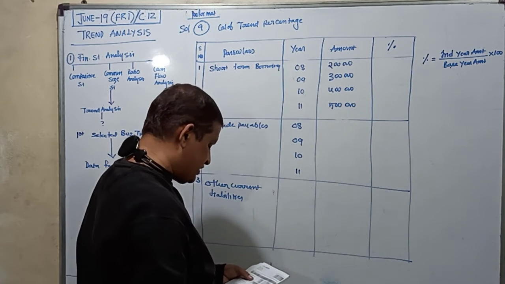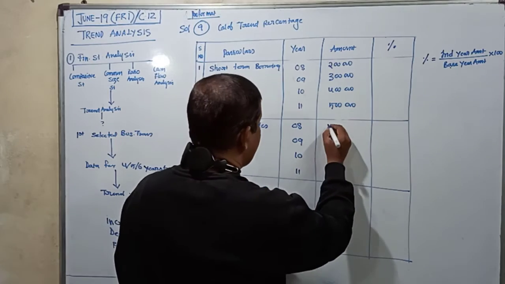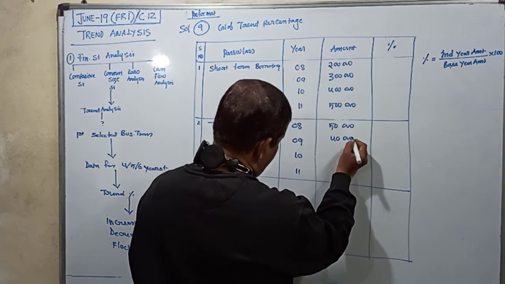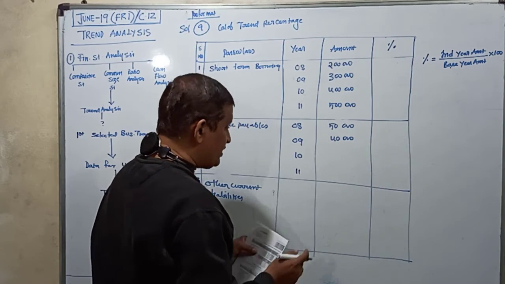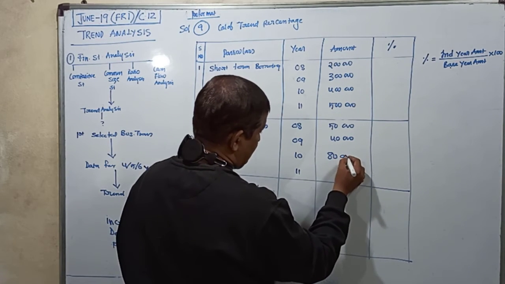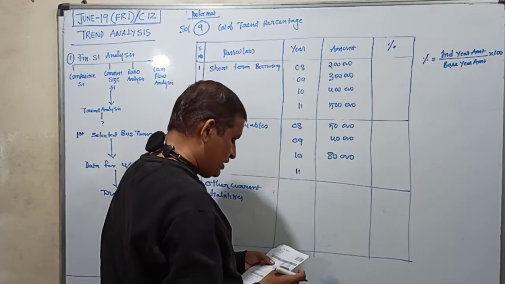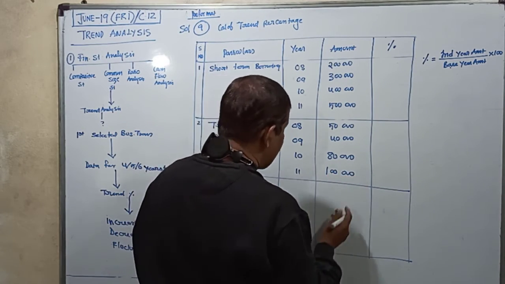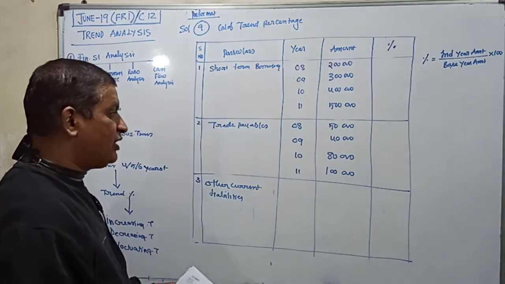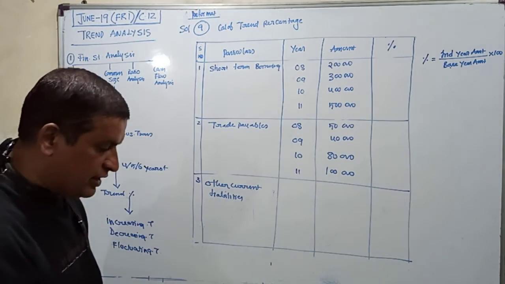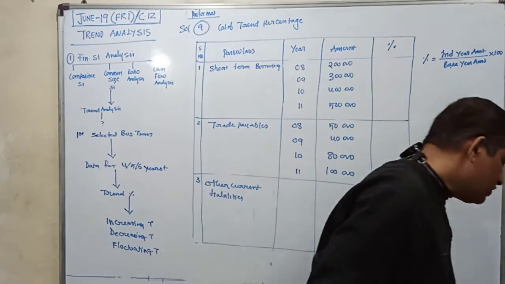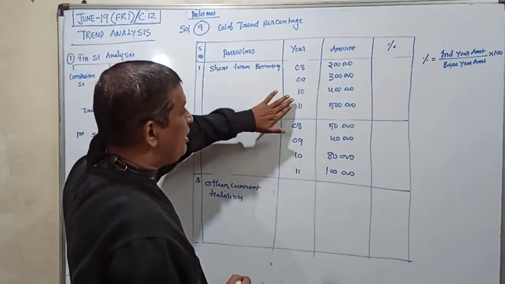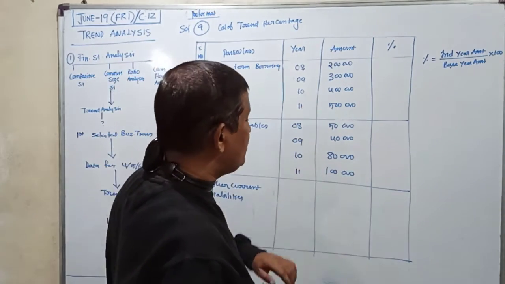Similarly, if you take the next item, trade payables, for the first year it is 50,000. Second year it is 40,000. Next it is 80,000. And next it is 1 lakh. Similarly, take the amounts for other current liabilities accordingly. Now we have to calculate the trend percentage. Until now we didn't have any problem because the years are mentioned in the problem, and the amounts are also given.